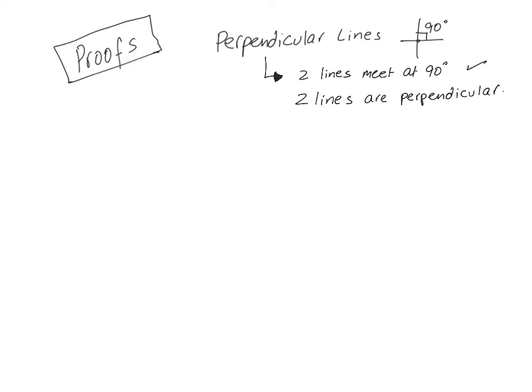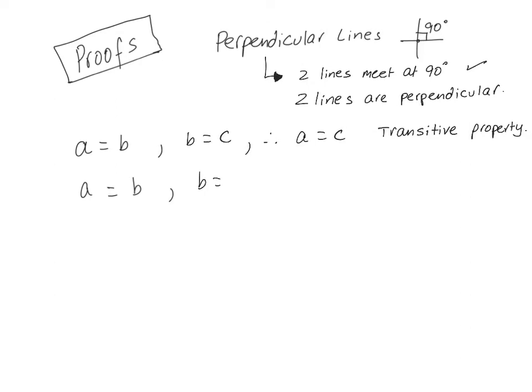So this converse of the proof exists, right? Okay, let's try another one. Let's say we had A is equal to B and then B is equal to C. Can we say A is equal to C, right? That's called the transitive property, right? What if we have A is equal to B and B is equal to A? We call that the reflexive property.